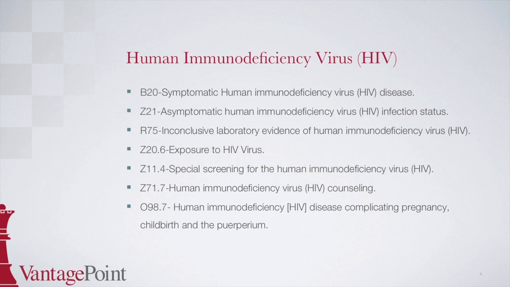This slide contains all the HIV-related codes. B20 is for symptomatic HIV-positive patients. Once the patient has had an opportunistic infection, meaning an infection that only affects someone with a compromised immune system, they are assigned code B20 thereafter. Code Z21 is used for reporting a patient diagnosed with HIV-positive status, but that patient has never had an opportunistic infection. The draft guidelines state, a patient should never be assigned a Z21 code, even if at a particular encounter, no infection or HIV-related condition is present.